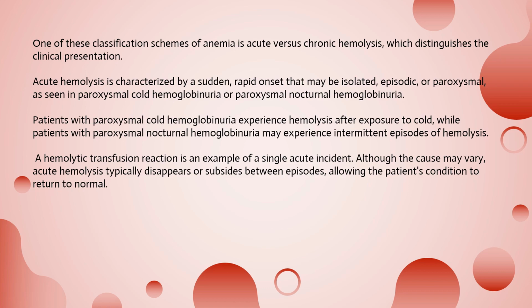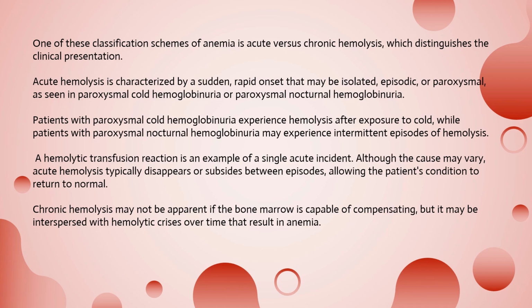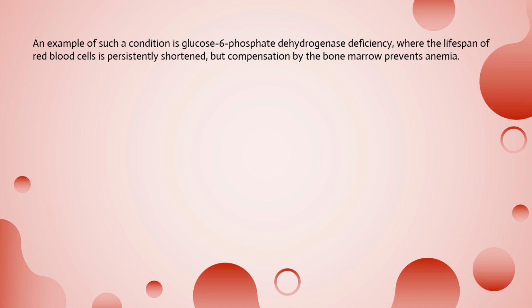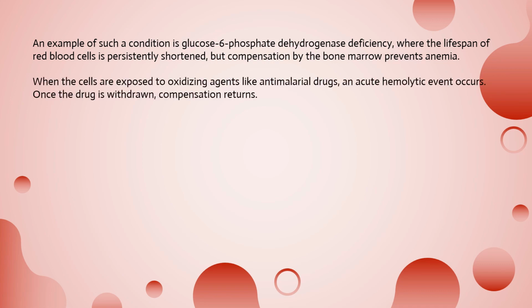Chronic hemolysis may not be apparent if the bone marrow is capable of compensating, but it may be interspersed with hemolytic crises over time that result in anemia. An example of such a condition is glucose 6-phosphate dehydrogenase deficiency, where the lifespan of red blood cells is persistently shortened, but compensation by the bone marrow prevents anemia. However, when the cells are exposed to oxidizing agents like antimalarial drugs, an acute hemolytic event occurs. Once the drug is withdrawn, compensation returns.